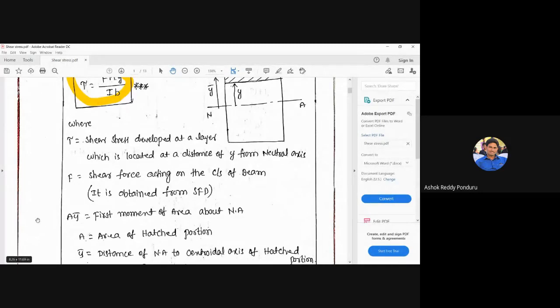But here we are considering the area moment. Moment of area, just look at this one. This is a very important term, moment of area. A into y bar, simply it is called. Sometimes it is also called the first moment of area.